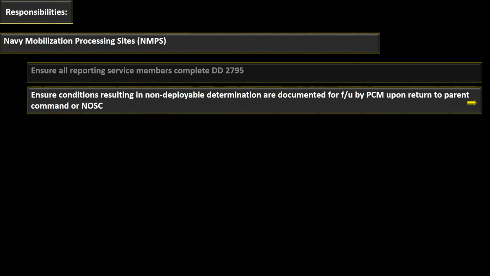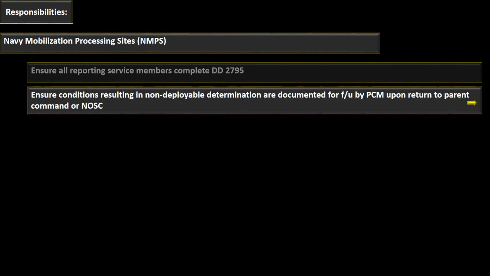And then your Navy mobilization processing sites. Well, these guys are going to ensure that all reporting service members complete their DD-2795, their pre-deployment health assessment. So this is for people who are going individual augmentees. They report to these Navy mobilization processing sites before they deploy. So the sites are going to ensure that all reporting service members complete their pre-deployment health assessment, the 2795, and they're going to ensure that conditions resulting in non-deployable determination are documented for follow-up by the primary care manager upon return to the parent command or to the Navy Operational Support Center in the case of reservists.